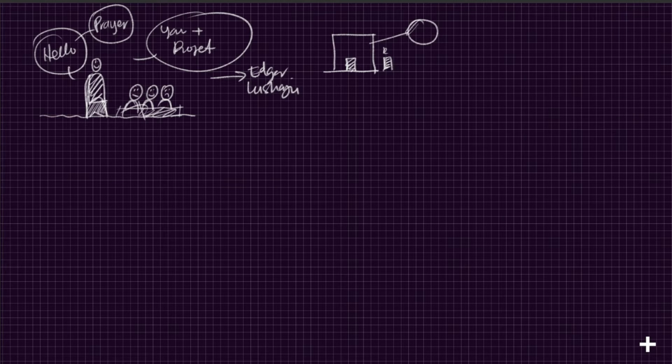And then after this, introduce yourself and your project. So you plus project. And then how you can say this. So for example, my name is Edgar Lushaju. My project is the Square House. And my client is Mr. Rectangle. My concept is a circle. And my design philosophy is modernism, right? Let's say my design philosophy is triangle.